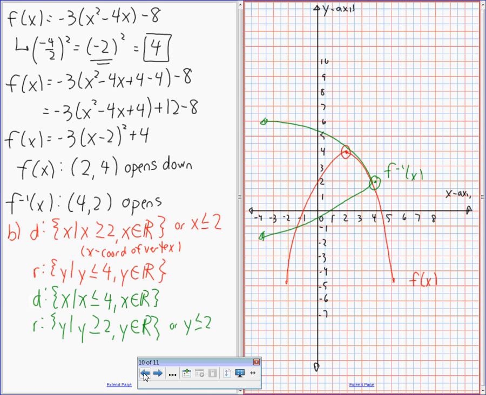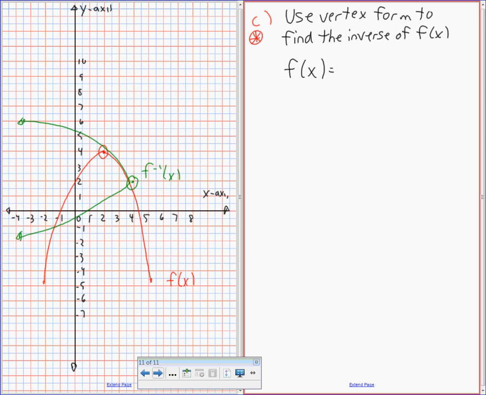There. -3 bracket x minus 2 squared plus 4. That's the equation we want to find the inverse of. The reason we want to use this equation is because there is one x and there's one y. I'm saying this very slowly because people forget this and they're not going to be able to solve it. So you have to use vertex form.